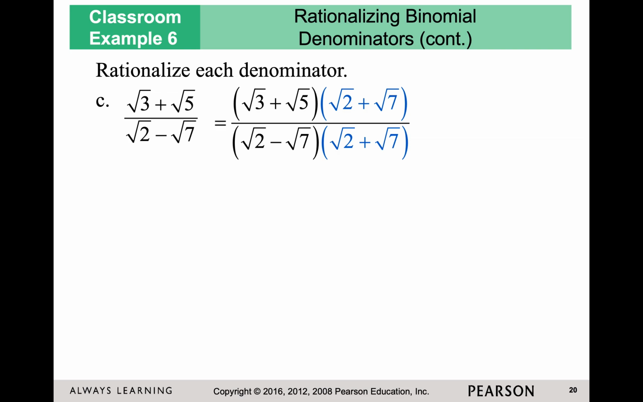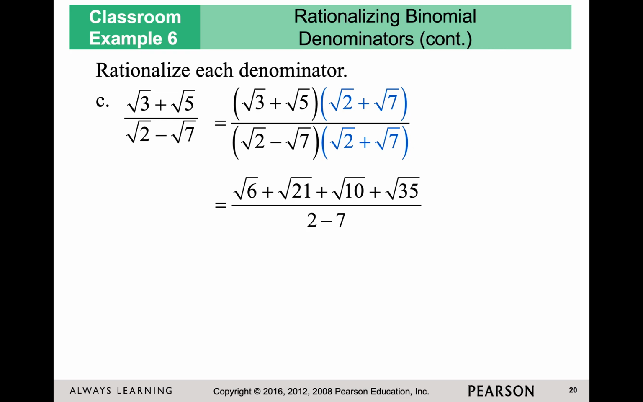So slightly more complicated FOIL here. You are going to FOIL the top and FOIL the bottom. But in the bottom, that middle term will cancel out. And we're going to be left with 2 minus 7.